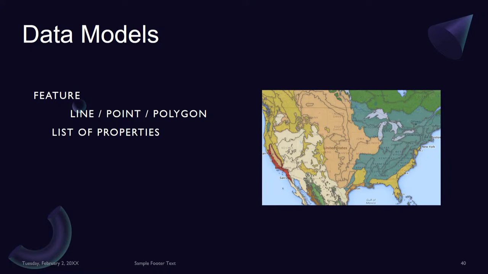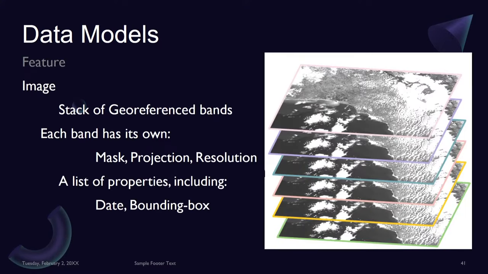So this is the data model of Google Earth Engine. First, if you are interested in vector data, all the vector data is represented as a feature, maybe a line, point, or polygon, plus a list of properties. Images, or raster data, are represented as an image. An image is a stack of georeferenced bands. Each band has its mask, projection, resolution, plus a list of properties. So vector data is represented as a feature, and raster data is represented as an image.